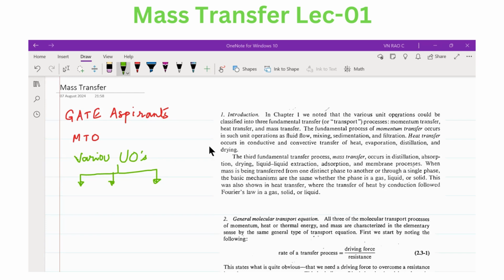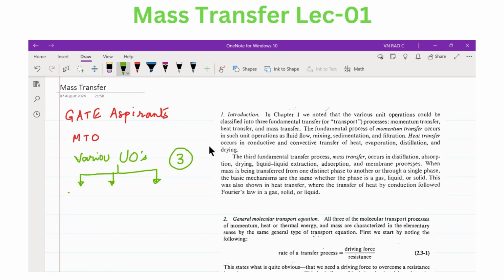The author is Christie J. Geankoplis, Transport Processes and Unit Operations. No doubt the standard textbook which is followed is Treybal. You can also refer to that. I will try to correlate the notation scheme as suiting Treybal, because that is the standard textbook we are trying to follow. Geankoplis is also one of the books. So various unit operations are classified into three fundamental transport or transfer processes.